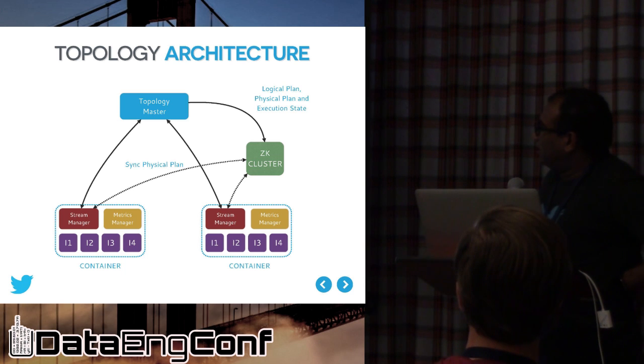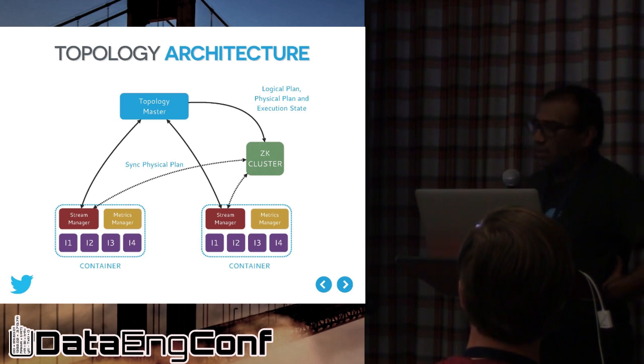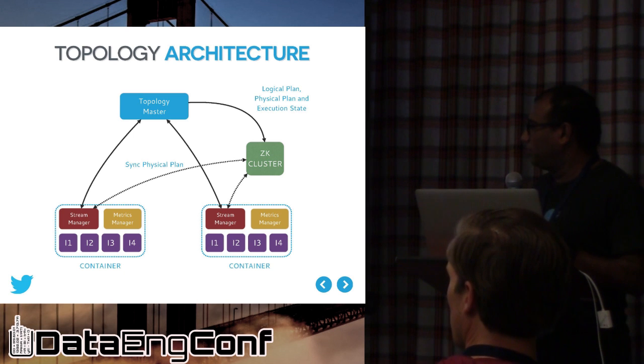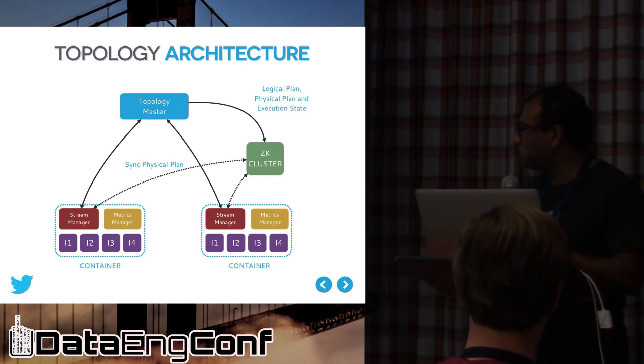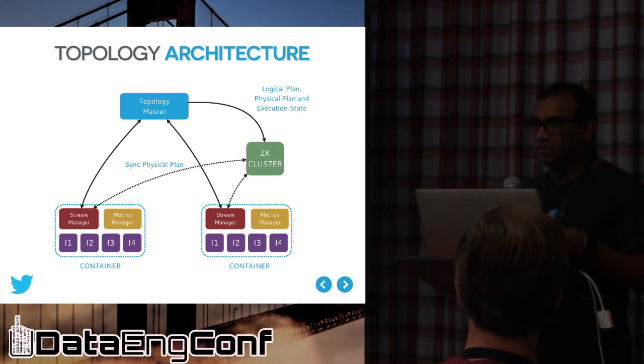So to give an idea about the internal architecture of Heron, each topology has its own notion of a master, and that master is responsible for the entire topology. The topology runs on multiple containers, and each container has several processes. One is the stream manager, which is responsible for routing data between containers running on the same machine as well as across machines.